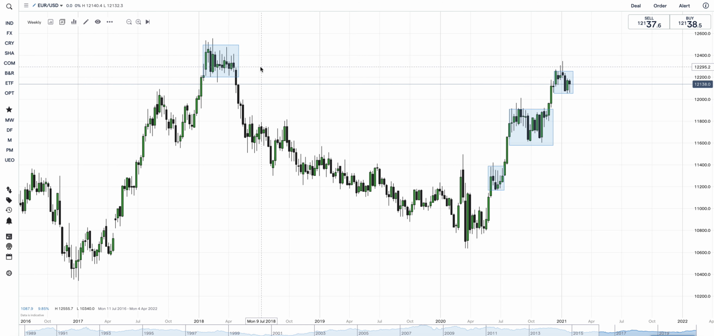idea, for me, anywhere around here from 120 to around about 121, between the 120 and the 121 handle for me personally, that's a nice sweet spot to basically hold all the way up to here.